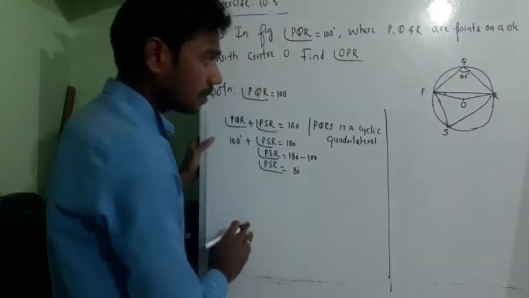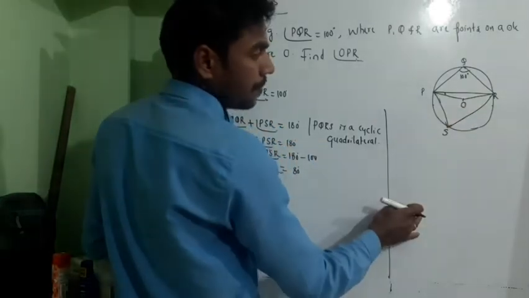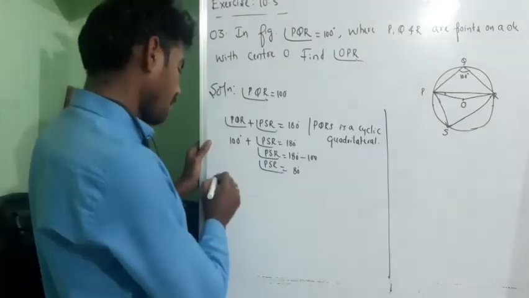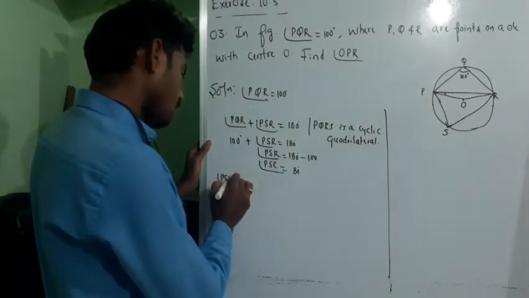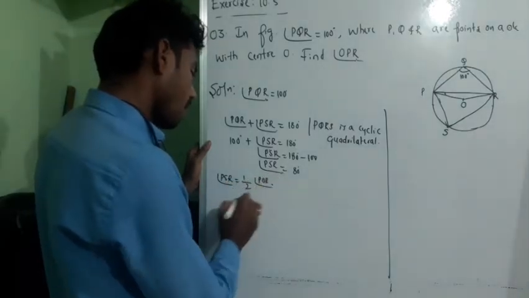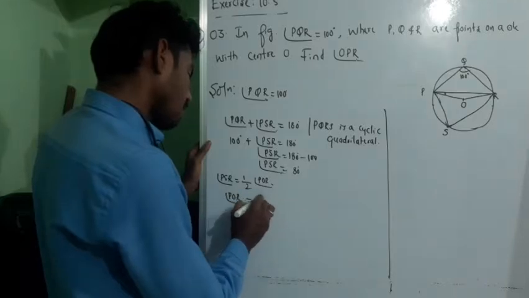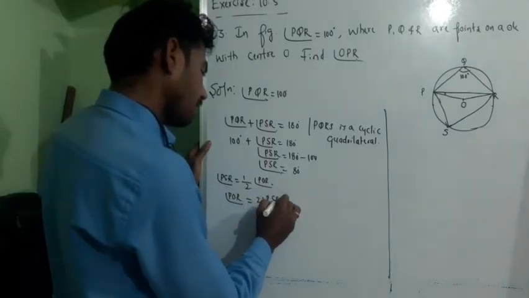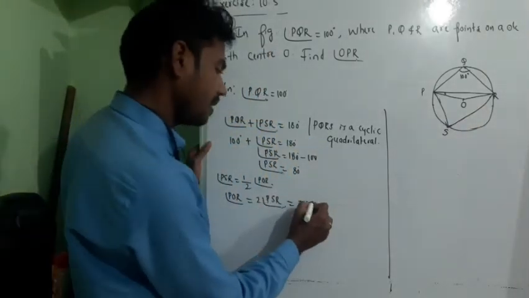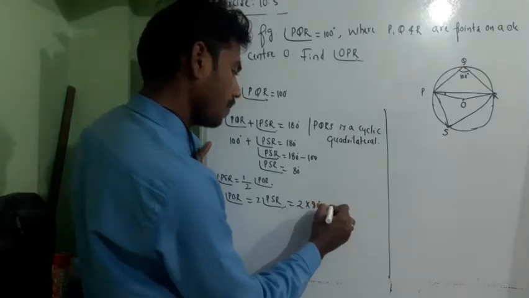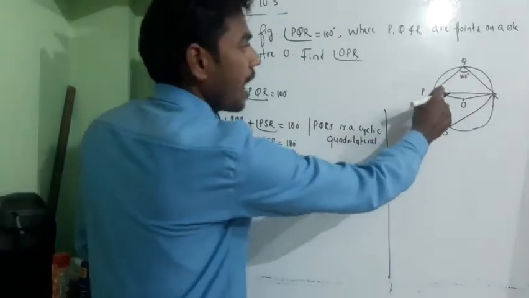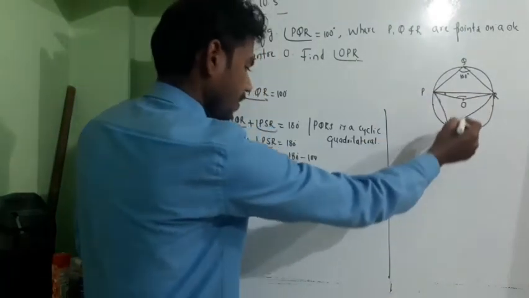Now, angle PSR is equal to half of angle POR, or else angle POR is equal to 2 times angle PSR, which is equal to 2 into 80, which is equal to 160 degree. So this is 160 degree we got.